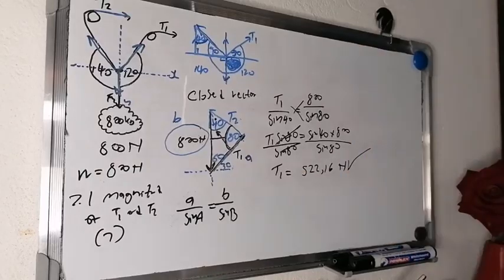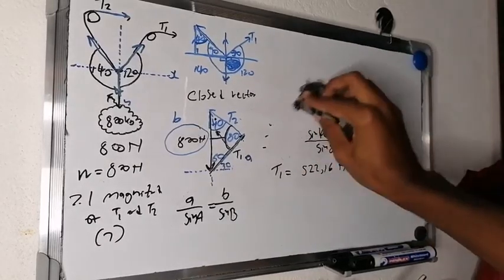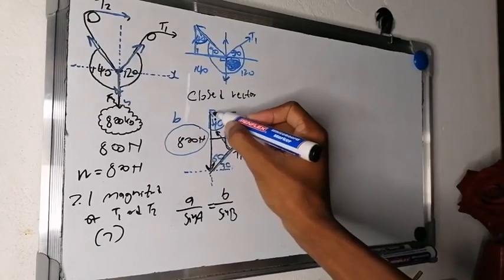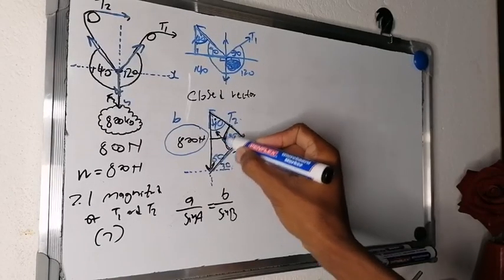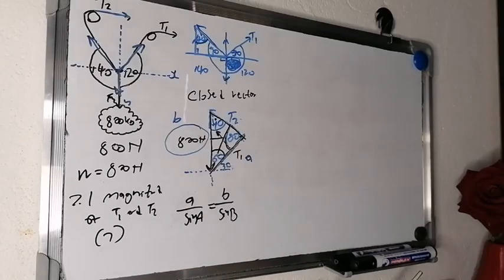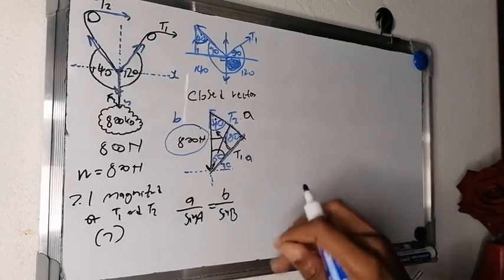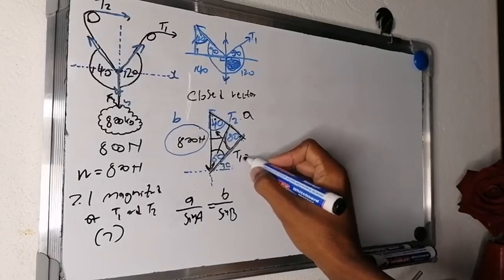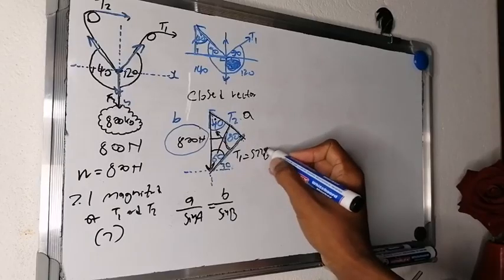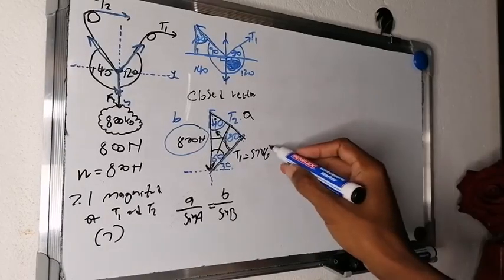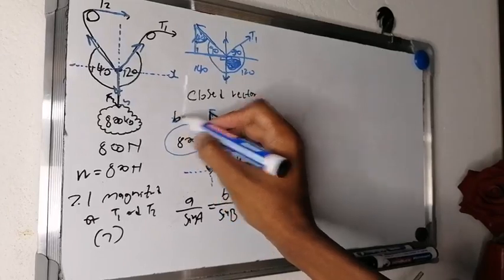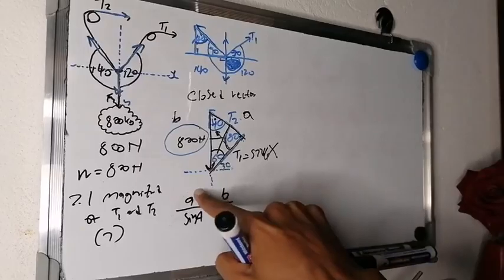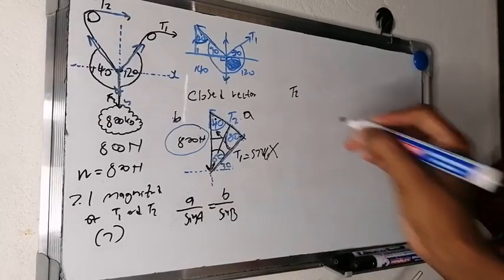Now, done with tension 1. Let's go for tension 2. With tension 2, if this is the side, we're going to use this angle. So this will be our A now. Don't use tension 1 as your B. Tension 1 was 522.16, but what if you were wrong? So you can't use this one as your B. Go and use this one as your B because it was given. You understand? And then say my A is tension 2.